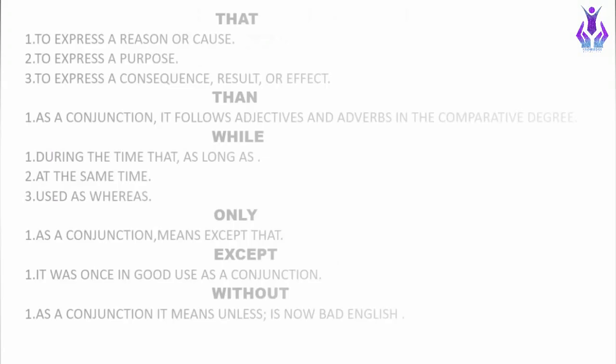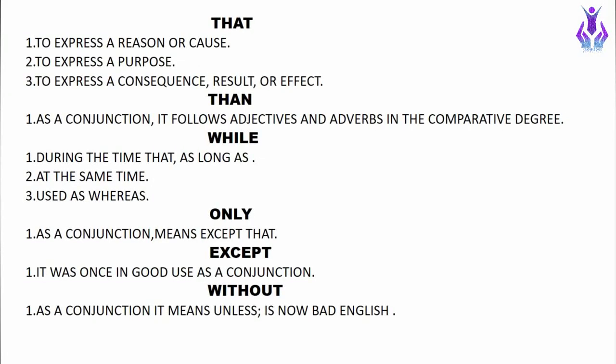The next one is that, used to express a reason or cause. When we are expressing a certain reason or cause, we put there that. For example, he was annoyed that he was contradicted. So it is a reason or a cause that he was annoyed that he was contradicted. The next one is to express a purpose. When we are expressing a certain purpose, or we can say it is equivalent to in order that, we put there that. For example, we sow that we may reap.